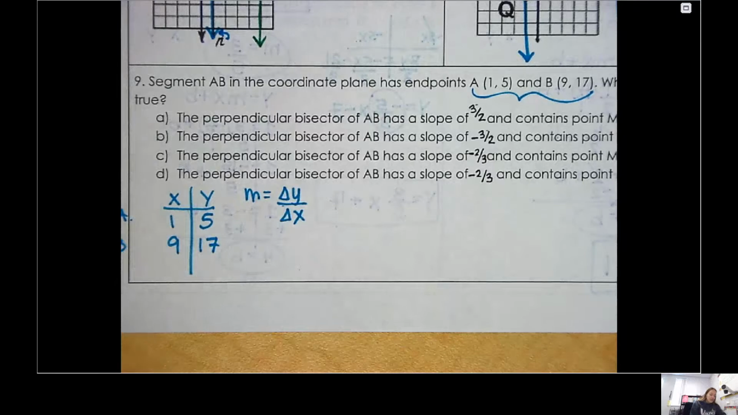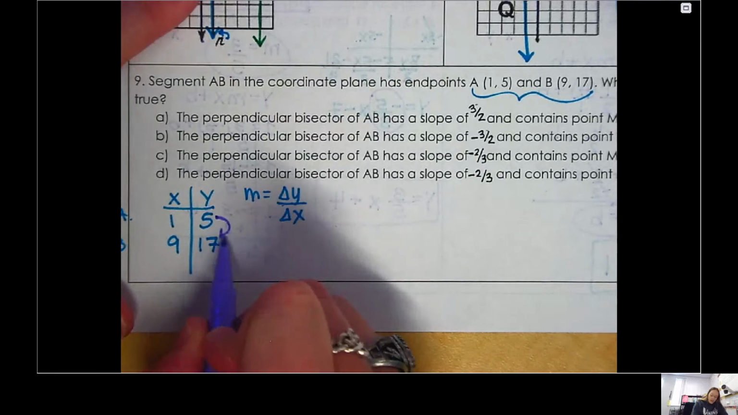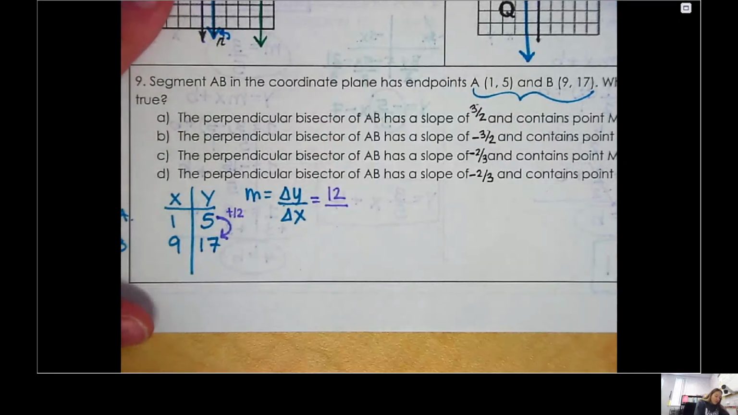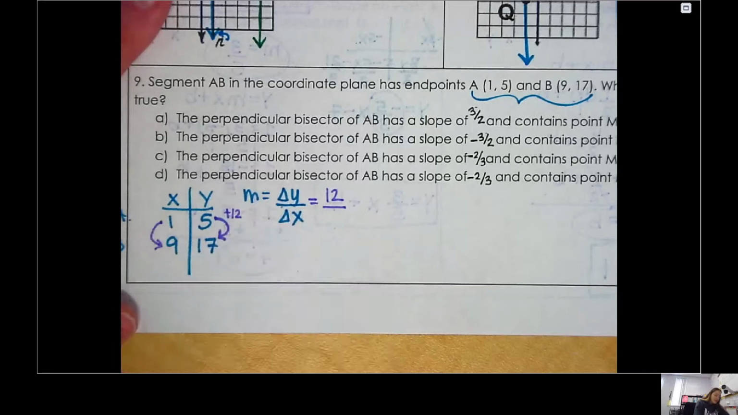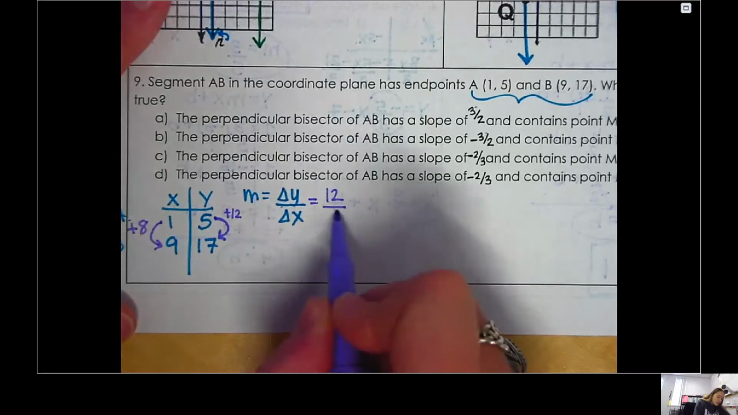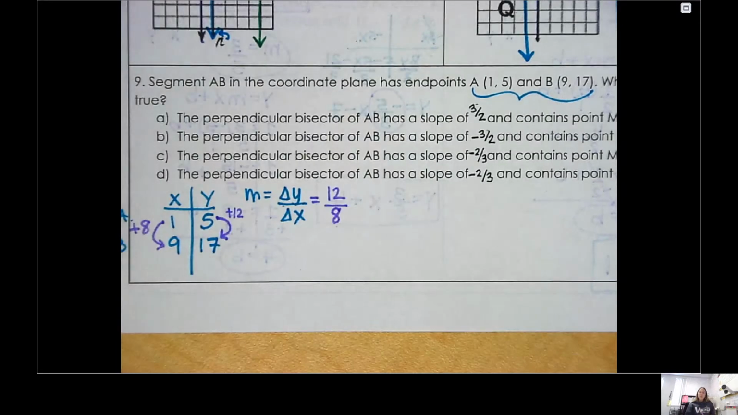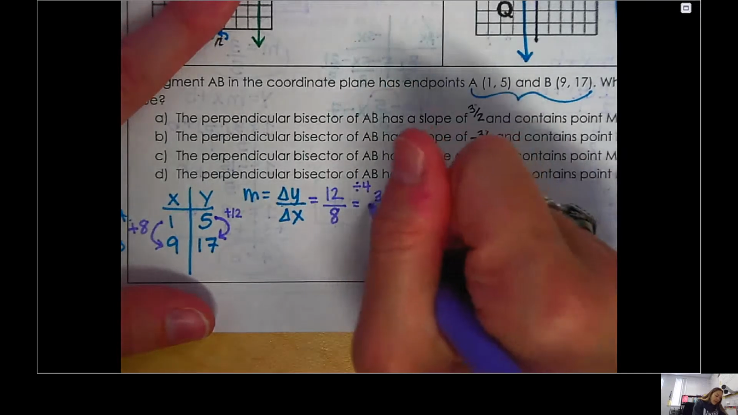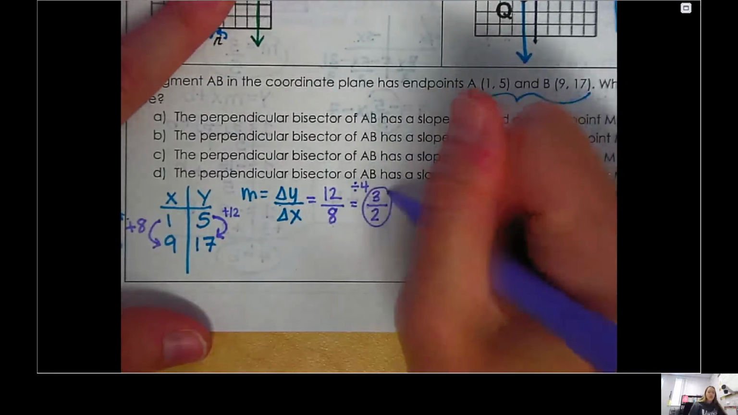To find the change, I say, okay, if I'm going from A to B, how do I get from 5 to 17? Well, I add 12. So my change of y is 12. To get from 1 to 9, I have to add 8. So my change of x is 8. So my slope for this problem is 12 over 8. I can reduce that though, right? They both can be divided by 4. So 12 divided by 4 gives me 3, and 8 divided by 4 gives me 2. So the slope of my line is 3 over 2.